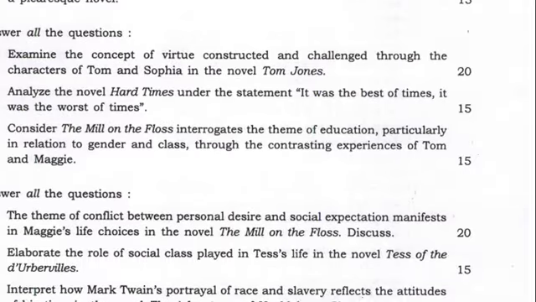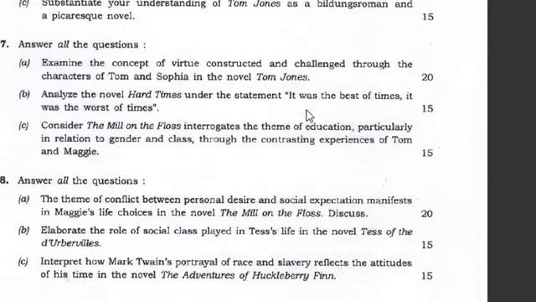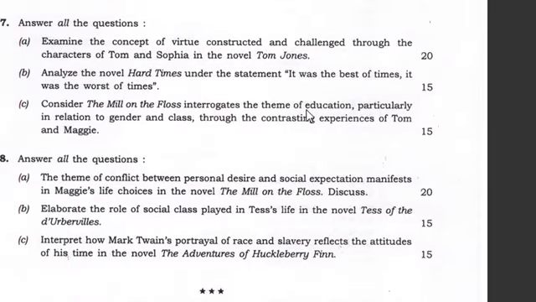Let's have a look at the question. So the question is question number 7. It says, examine the concept of virtue constructed and challenged through the characters of Tom and Sophia in the novel Tom Jones. Okay, so it is about Tom Jones. It is a fairly long novel, and the question asks to examine the concept of virtue constructed and challenged through the characters of Tom and Sophia.